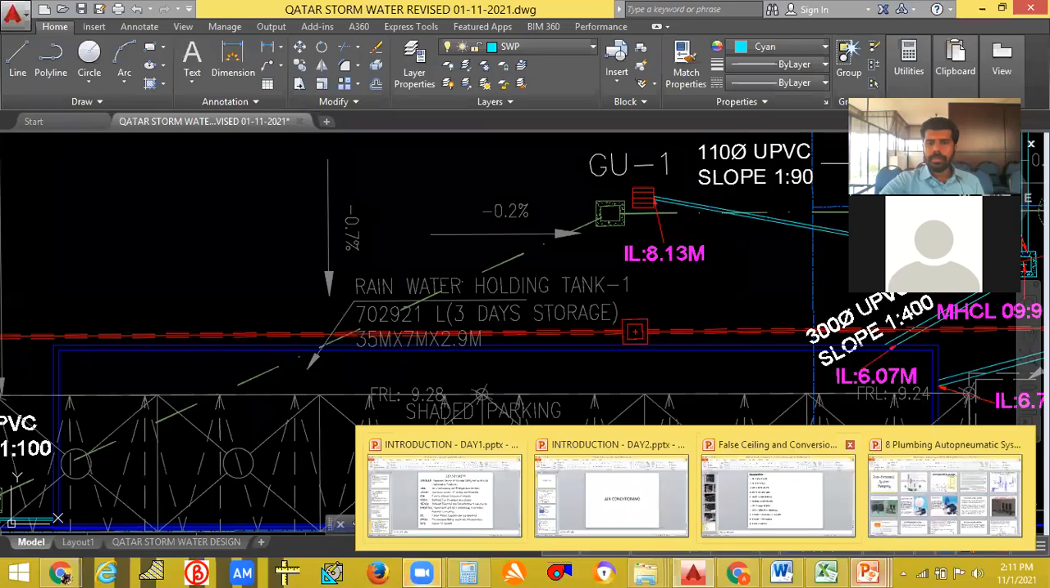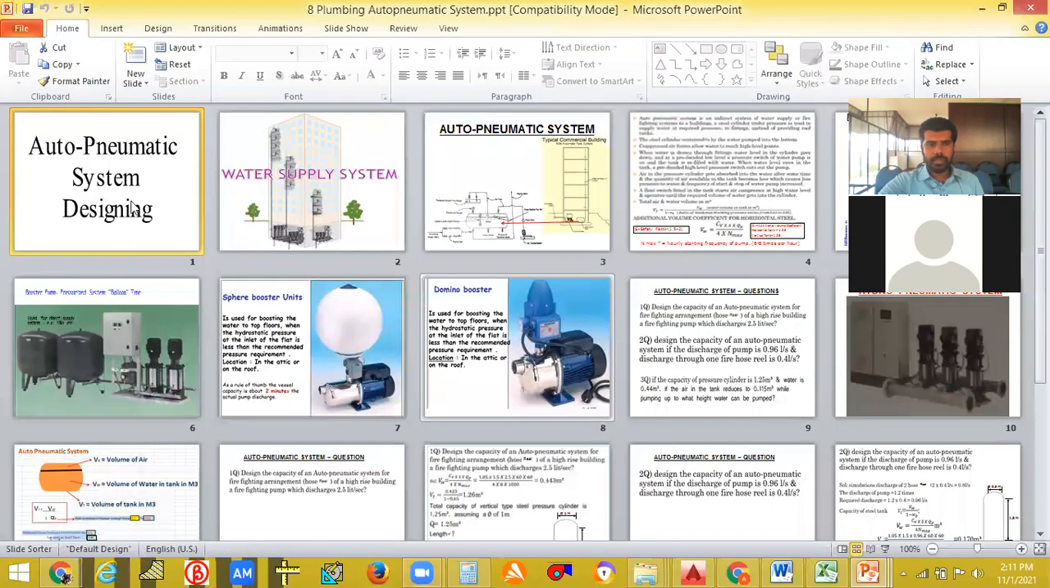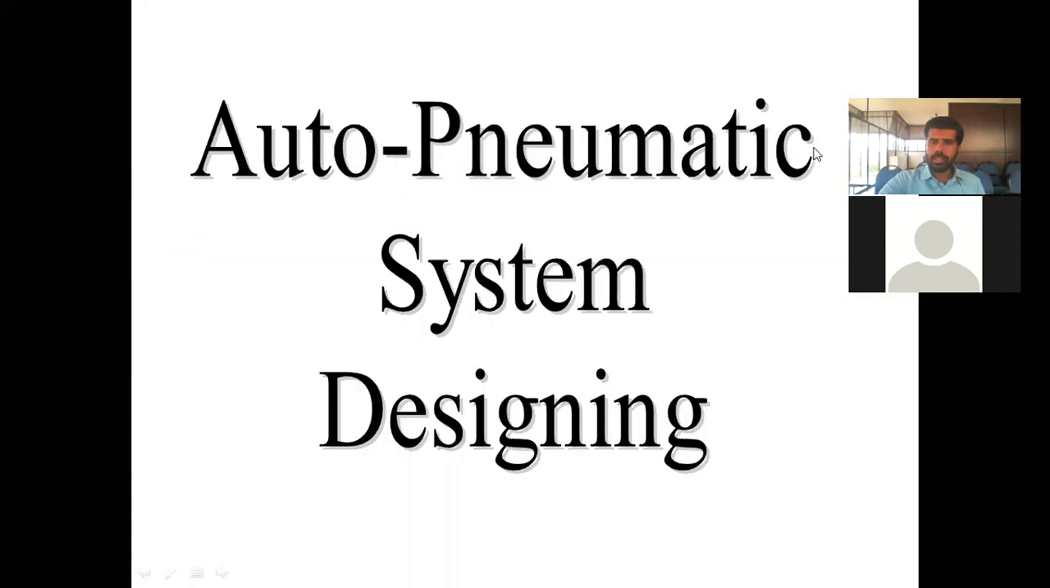I will share my screen. If you want to write a heading, you can write auto pneumatic system. As the word implies, pneumatic deals with air.